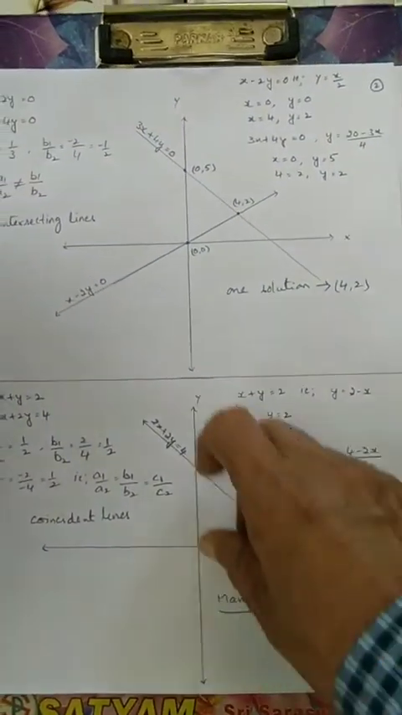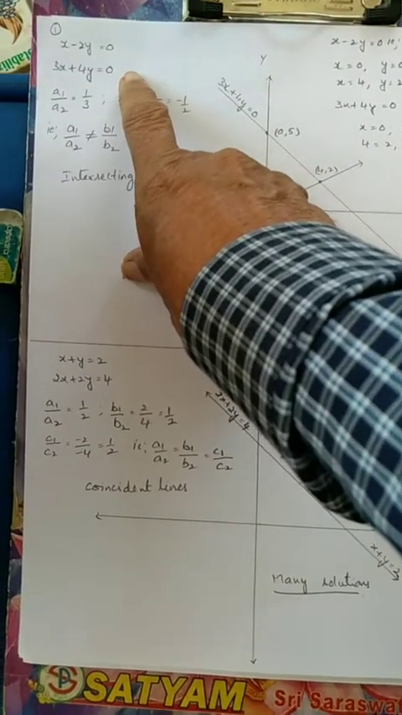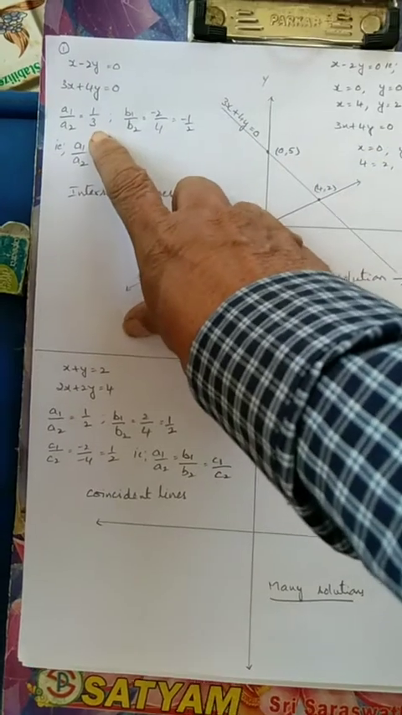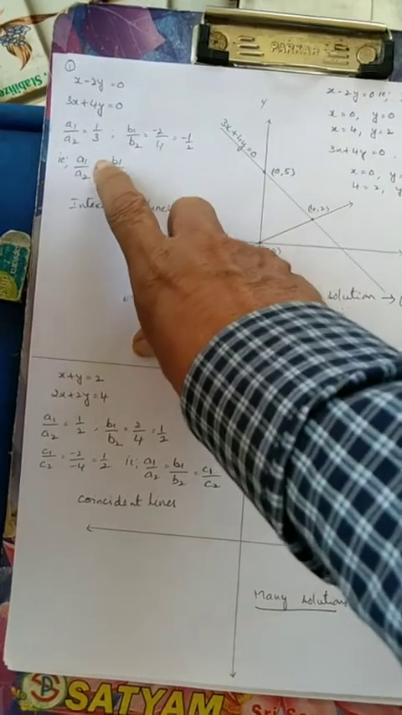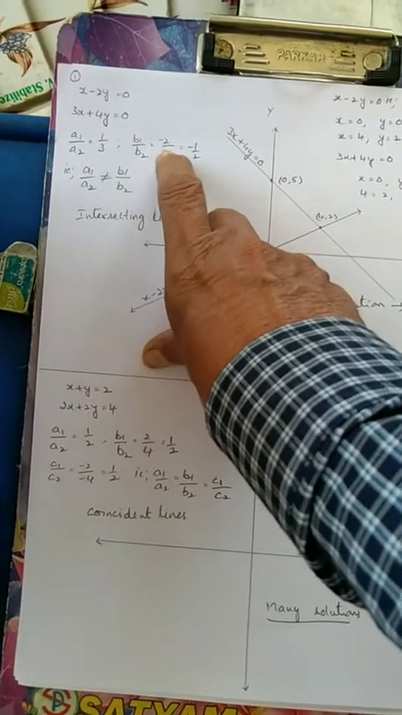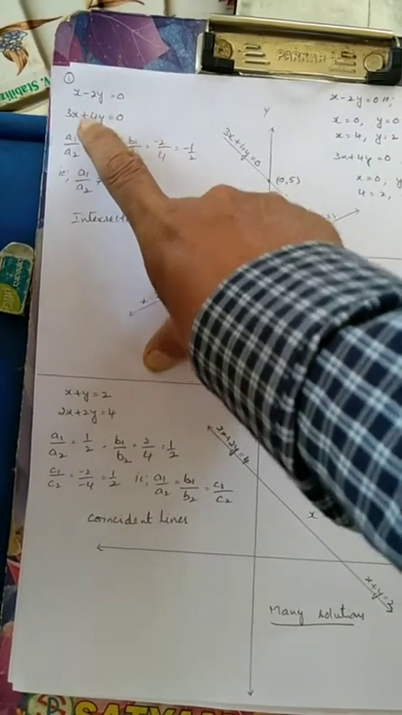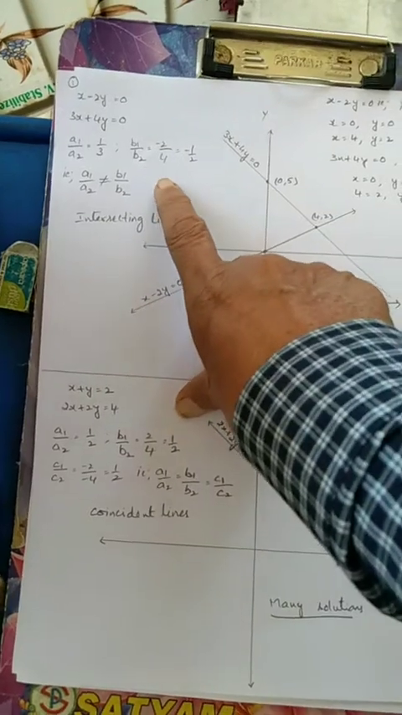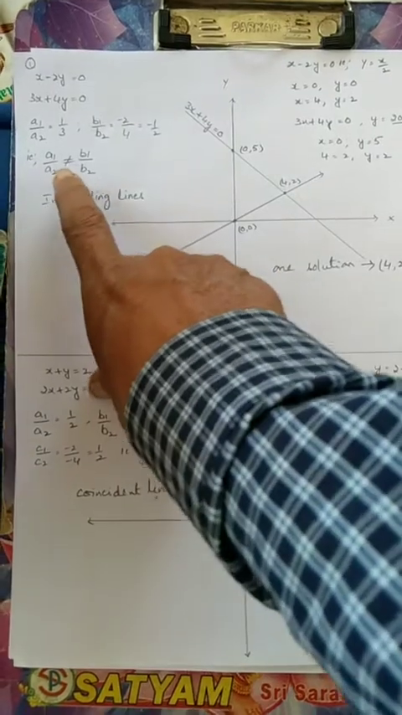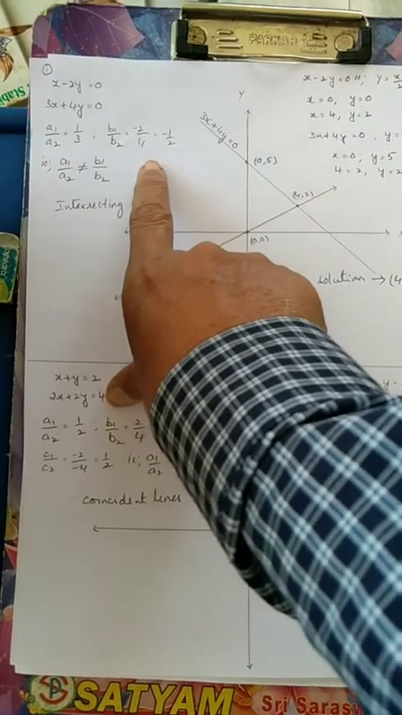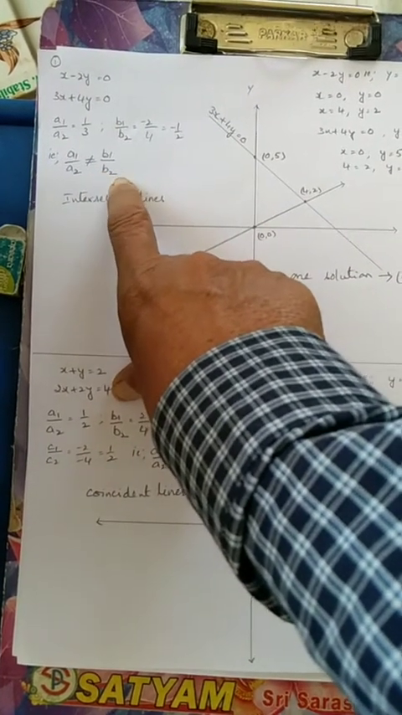Now in the first case, we see here x minus 2y is equal to 0 and 3x plus y is equal to 0. Here A1 by A2 is equal to 1 by 3, that is, the coefficient of x is 1, and here the coefficient of x is 3, so this is 1 by 3. B1 by B2 is equal to minus 2 by 4. How did we get minus 2 by 4? The coefficient of y is minus 2 and the coefficient of y is 4. So minus 2 by 4, if you simplify, we get minus 1 by 2. So that is what we observed. A1 by A2 we got 1 by 3, and B1 by B2 we got minus 1 by 2. That is, A1 by A2 is not equal to B1 by B2.